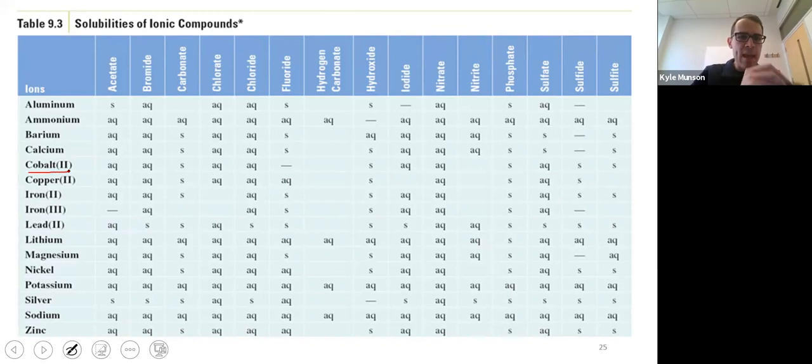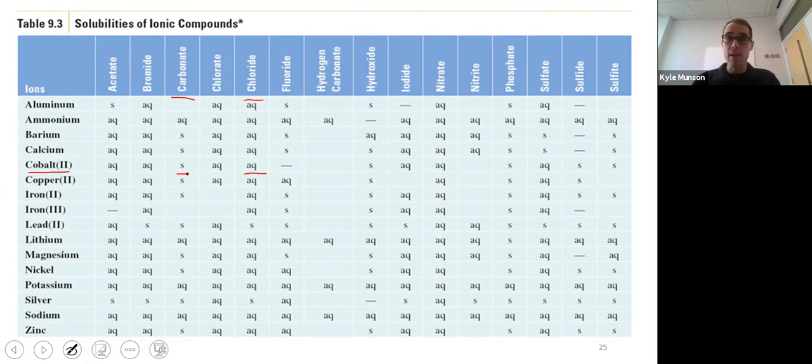For example, let's say I have the cobalt-2 cation, and I put it with the chloride anion, okay? If I look at my chart, the resulting compound will be aqueous, okay? However, if I put the cobalt-2 cation with the carbonate anion, okay, it will be a solid, the resulting compound. So again, this is something that you can refer back to. You just look at the chart, you look at your cation, you look at your anion, and you find whether it will be aqueous or a solid, okay?